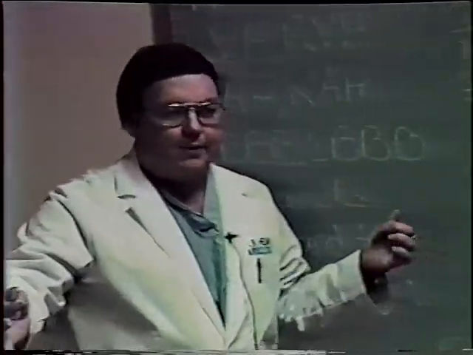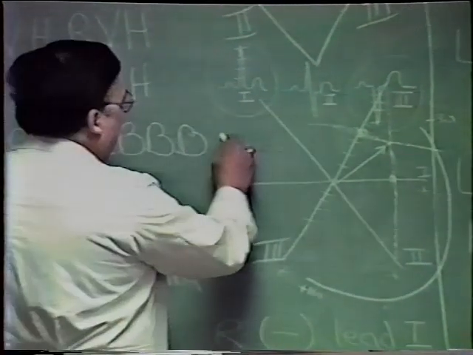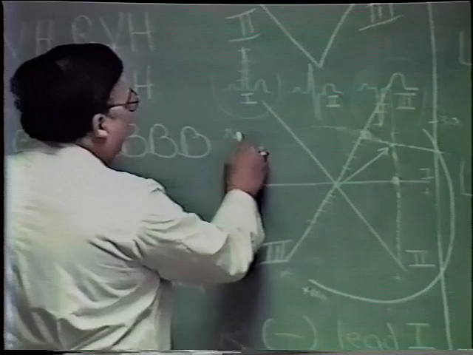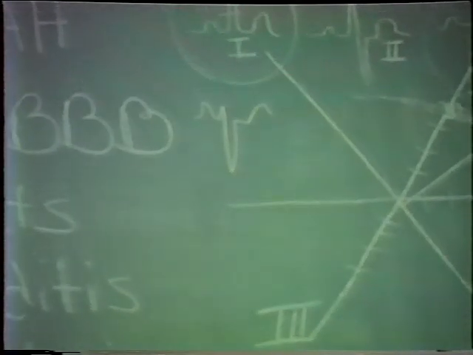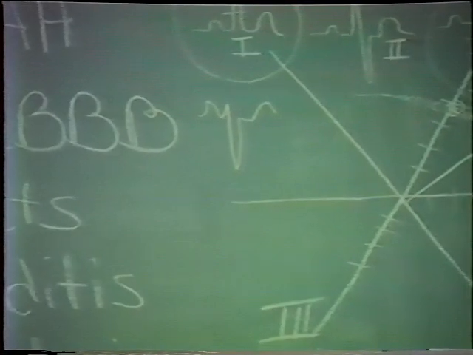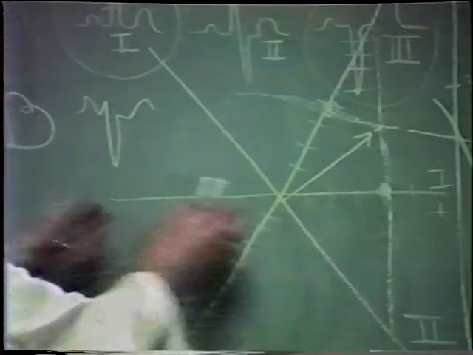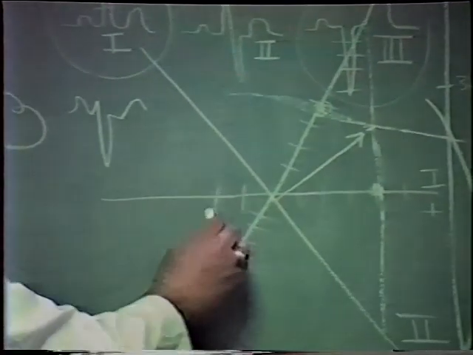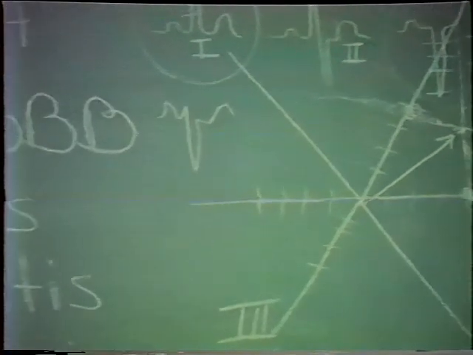How did you get right axis? Well, with right axis, you have a different configuration. In lead 1, you'll have a negative there. But therefore, look at this. To get right axis, you have to have lead 1 over here. You see, you have to go negative. So this is how you can know whether you have right axis, normal axis, or left axis. Real simple.